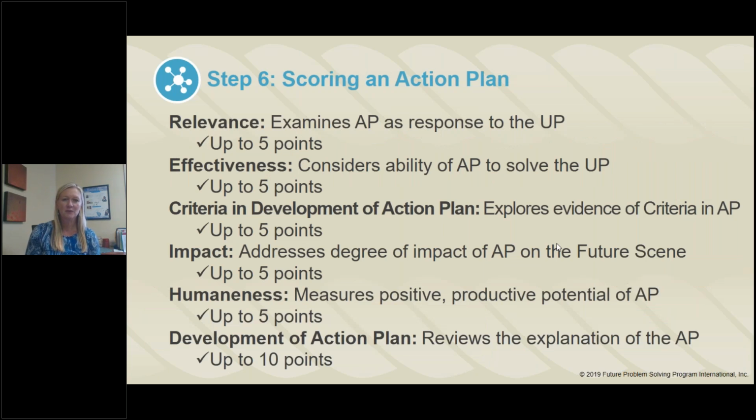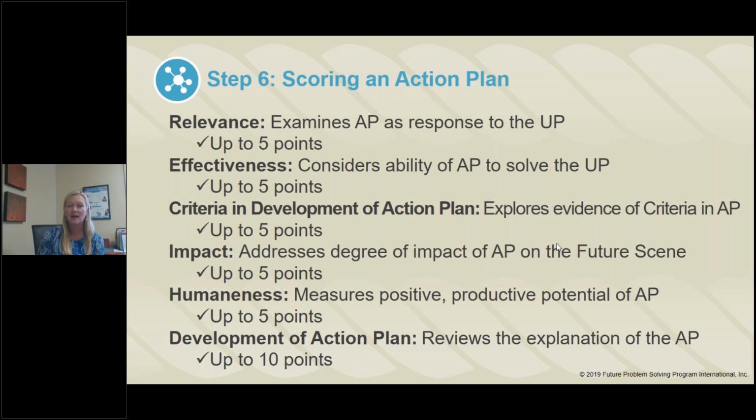The first thing that we will do is just take a look at the synopsis of all of the points that are possible for each of these aspects, and then we will look in depth at exactly what each aspect measures and the types of scores that are awarded to students on the rubric. So the relevance is the connection of the action plan back all the way to step 2 for that underlying problem. Students can earn up to 5 points for this. The effectiveness, how effective is the action plan to that underlying problem, is up to 5 points.